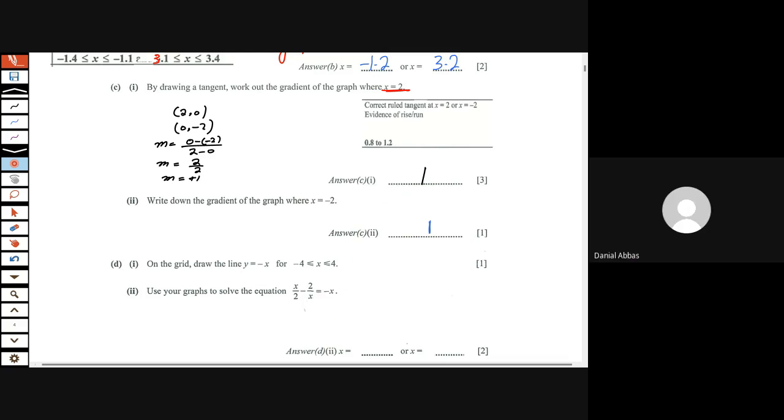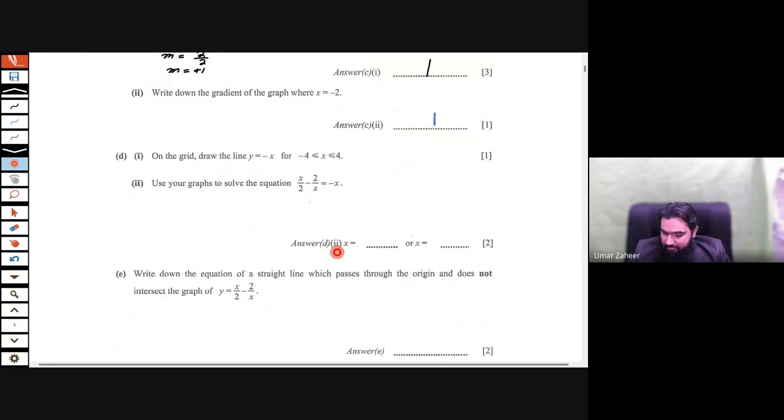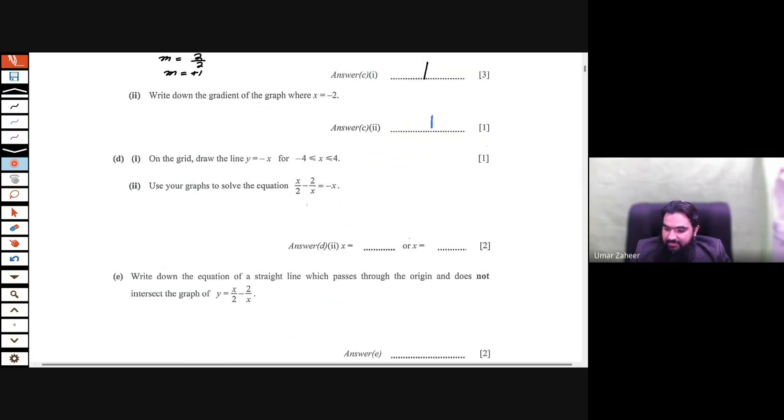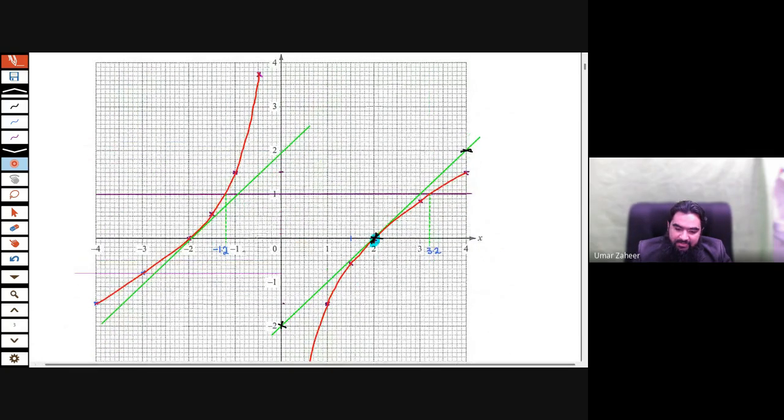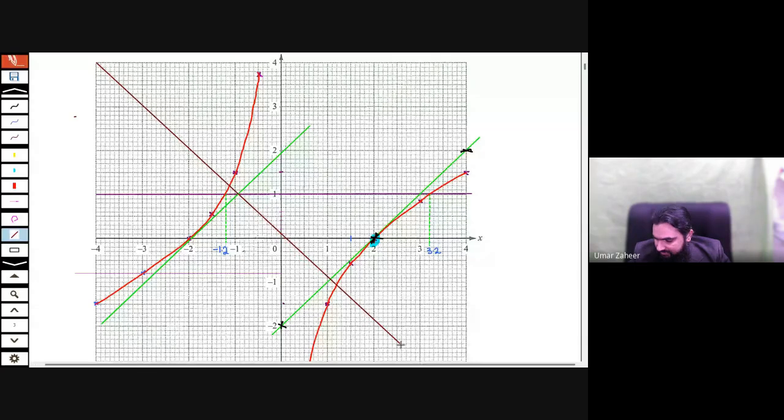Now the last part. Oh, not second last part, sorry. He says to draw the line y is equal to -x, and then in the next part you have to solve it. Okay, draw the line y is equal to -x. The line y is equal to -x is a very basic line. It is a line that moves downward from left to right and the gradient is 1. So let's go ahead and draw it. +4, -4, +2, -2, +3, -3, +4, -4, and like this way.